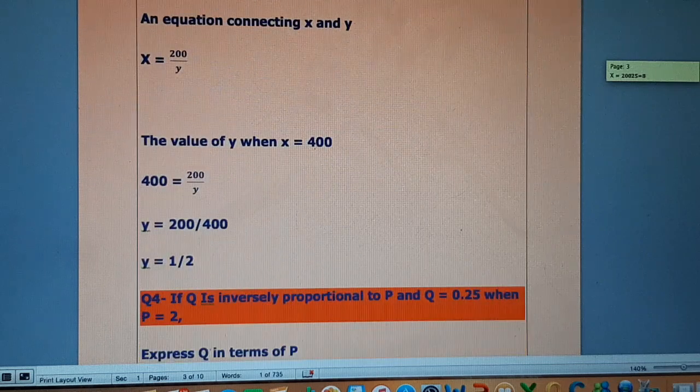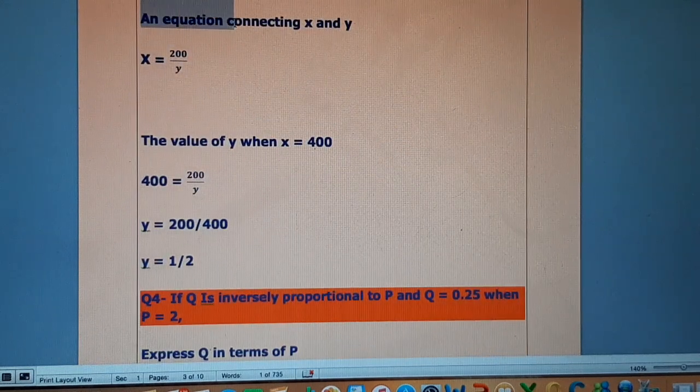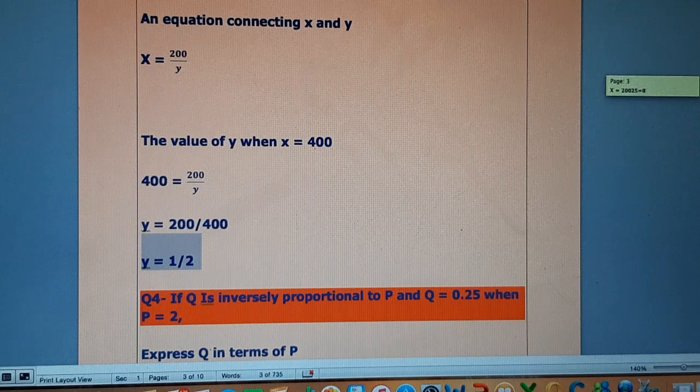In the next part, they have asked us to find an equation connecting x and y. So this is the equation connecting x and y, where you have inserted the value for k, that is 200. And then you have to find the value of y when x is 400. Again using the same equation, x is equal to k over y, where k is 200 and x is 400. We can find the value of y. So y will be equal to 200 by 400, that is 1 by 2. So this is question number 3.